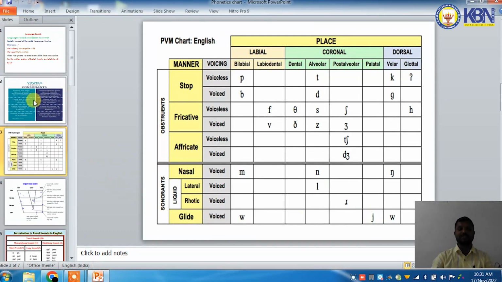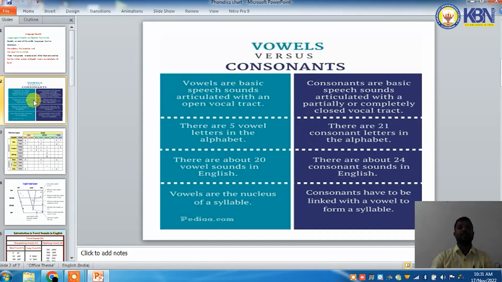So this is how vowels and consonants are produced, my dear students. Now, to make it very clear, let me help you with a form of table. Vowels are basic speech sounds articulated with an open vocal tract, or which are produced with a free flow of air. Consonants are basic speech sounds articulated with a partial or complete closed vocal tract. This is how we have learnt in 5 different manners: plosives, fricatives, affricates, nasals and approximants.